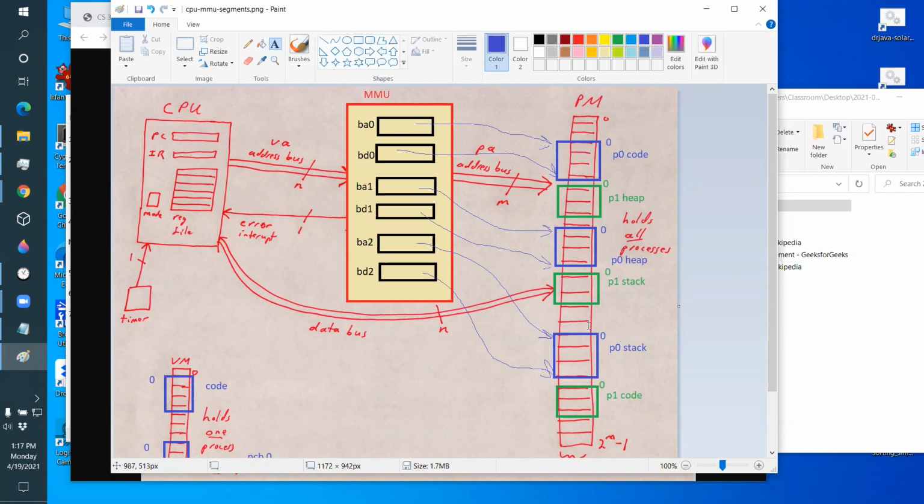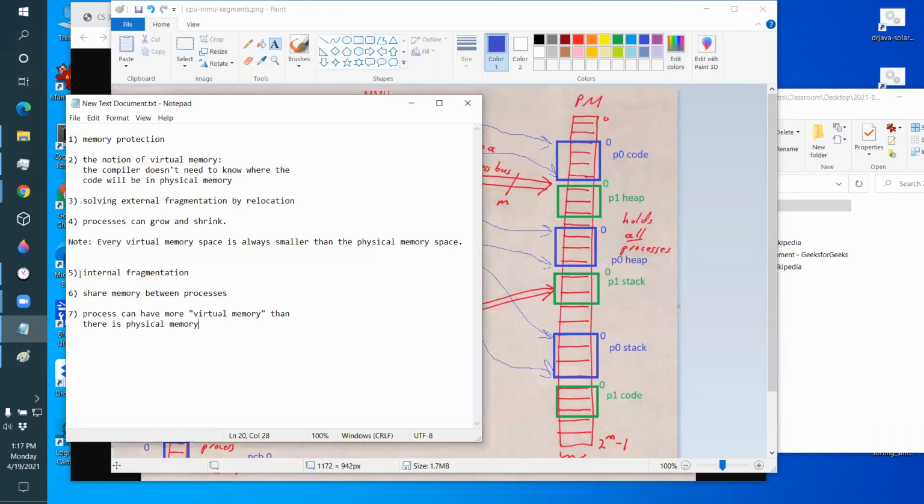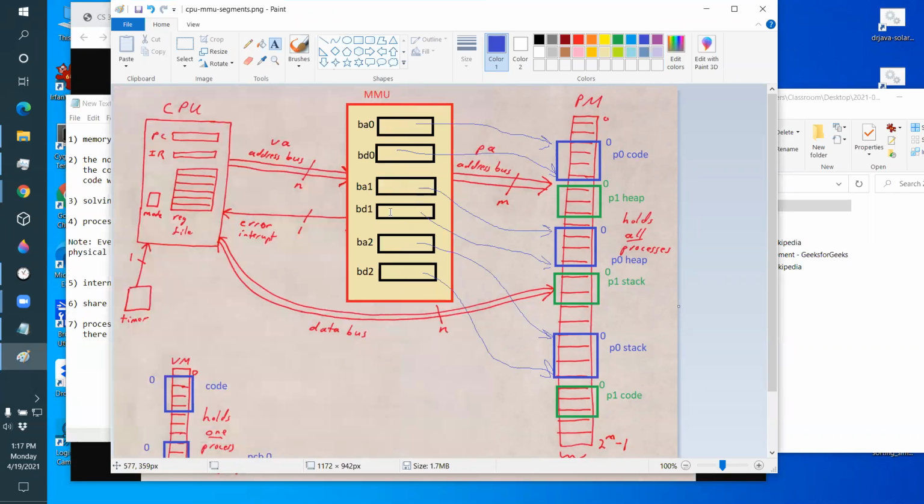So one thing we see right away is that the multiple base and bounds help solve this internal fragmentation problem. Now, let's suppose that we give the process a fourth base and bounds register. Let me go ahead and add a fourth base and bounds register and see something we can do with a fourth one.